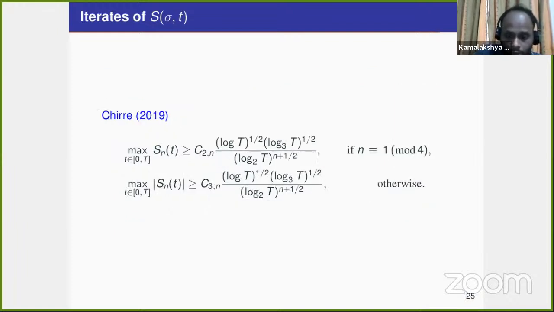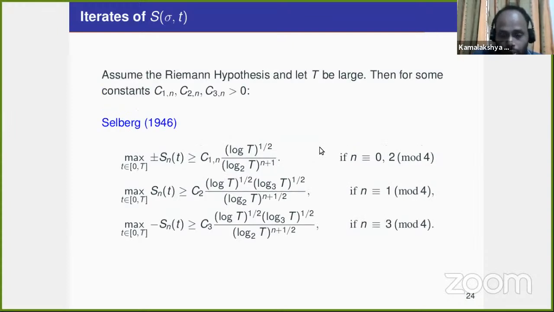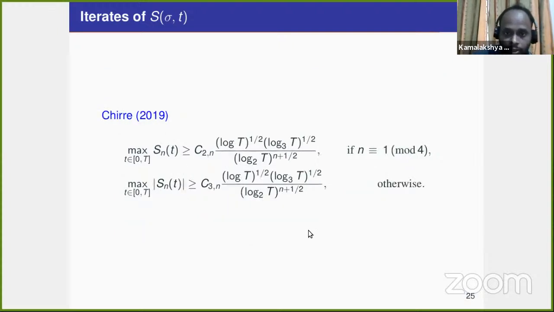And here are some results of Chirre, who improves Selberg's result by adding this extra square root of triple log of t, which improves the result in the case of n congruent to 0 or 2 mod 4. However, Selberg's result accounts for the signs of S_n(t), but Chirre's result doesn't account for the signs, and the reason is that it uses the resonance method, and initially we didn't know about this kernel, so these are the best known results one could prove at that time.